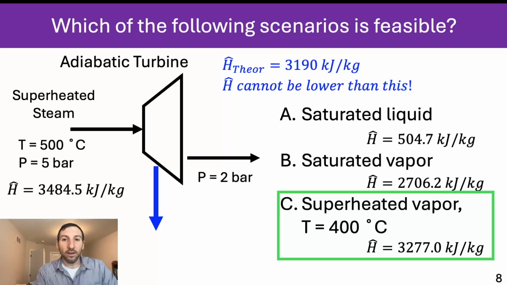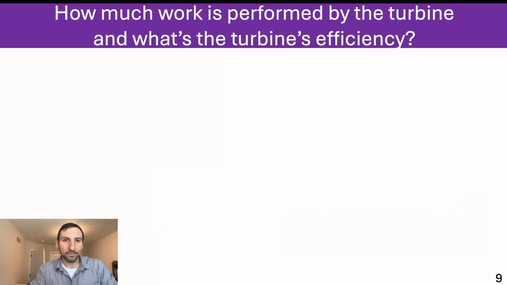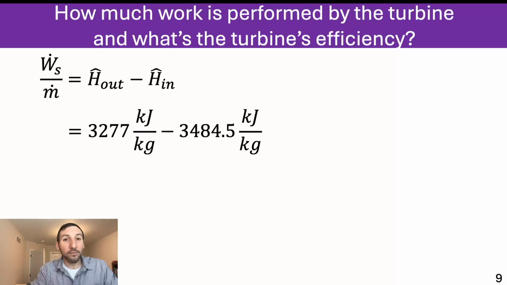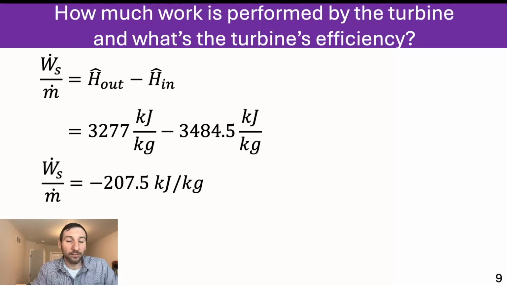So now, using this information, let's go back and do our energy and entropy balance for our scenario C, superheated vapor at a temperature of 400 degrees Celsius, to find out how much work we really are going to be able to get out of our turbine. So we've got our energy balance. We have our corresponding enthalpies. We know what the outlet and inlet enthalpies are. And from here, we have our work. It's negative 207.5 kilojoules per kilogram.